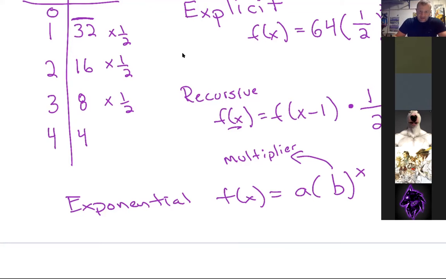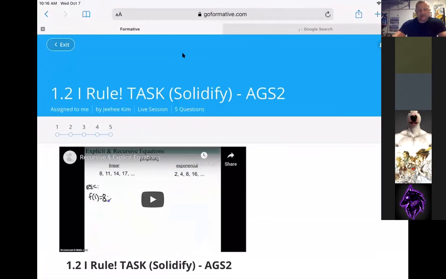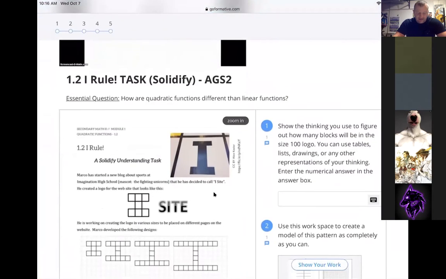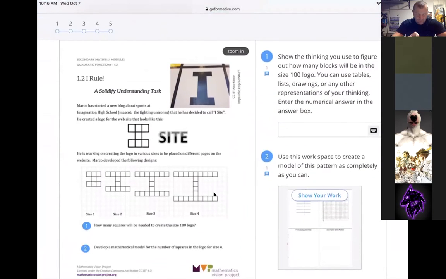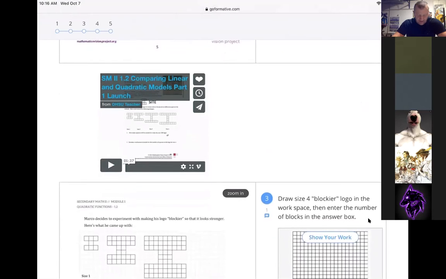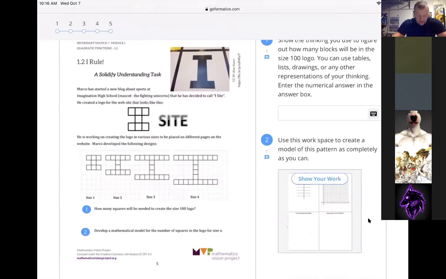Okay. Let's click out of this and let's go to today's task. So again, if you want another breakdown of someone else showing you recursive and explicit and going into more detail too, it's a good video. Okay. It's kind of longer, but give that a shot. If you want. And then today we have today's task, which is I rule. I think you guys have this open, but I'm gonna read it out loud and then give you guys a couple minutes to try and answer 1 and 2, okay?